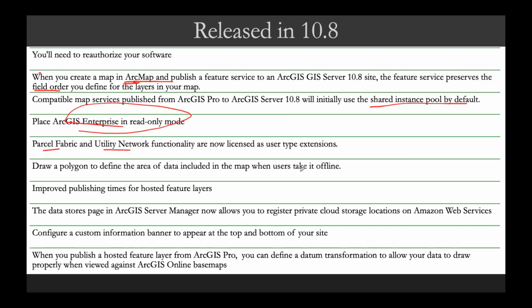Parcel fabric and utility network are features that you don't really have a whole lot of time to talk about, but now they're here, they're extensions. I'm realizing I've got about 5 minutes left, so I'm going to speed up a little bit. Data store in Server Manager is still around at 10.8, and now you can register a private cloud on AWS. I like that.